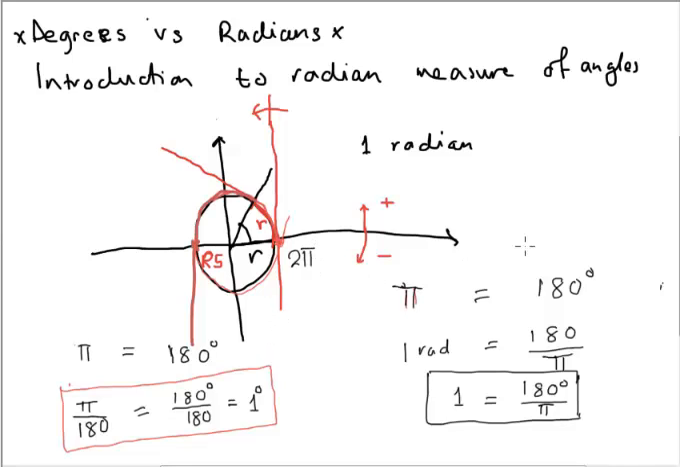Altogether. Then you can tell me what is 90 degrees. It's half of 180, isn't it? So this will be equal to pi over 2. What will be 45 degrees? It's half of this one. Then this is pi over 4.